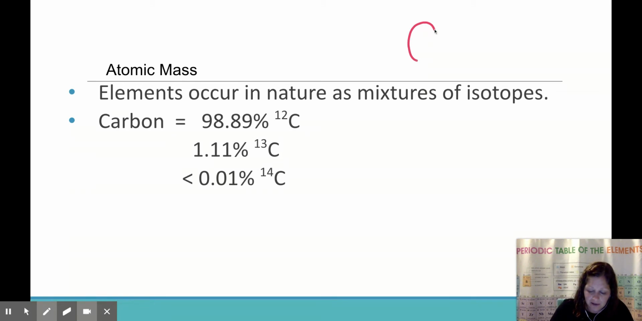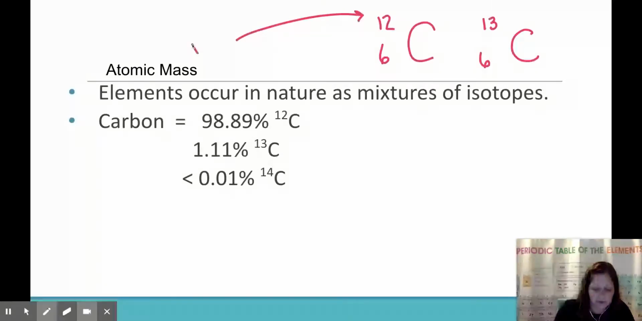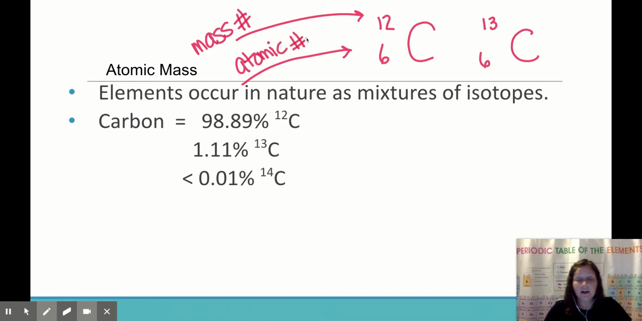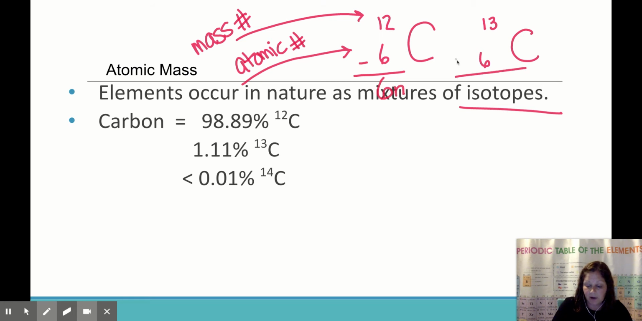carbon-14. And in case you don't remember, the reason why these are isotopes, let's just do carbon-12 and carbon-13. Remember that they have different mass numbers, but the same atomic numbers, and this makes them isotopes. Okay, that's where the isotopes come from. And if we subtract mass number minus atomic number, we get the numbers of neutrons, and each of these has a different number of neutrons.